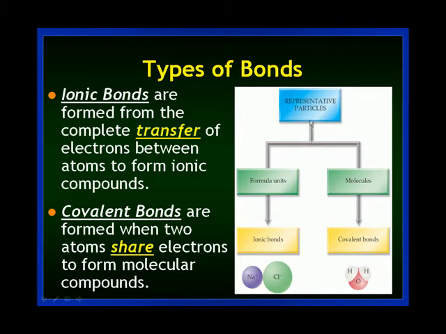Okay, so you can just see here in this diagram, you've got representative particles, which means we can have formula units or molecules. I'll give you the exact definition of those later on. And formula units form ionic bonds. That's where the positives and the negatives are attracted to each other. And then covalent bonds, this co means with, okay, and so that's part of the sharing there.